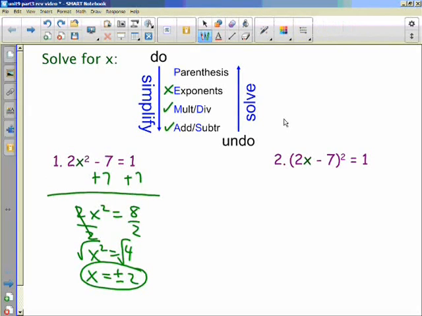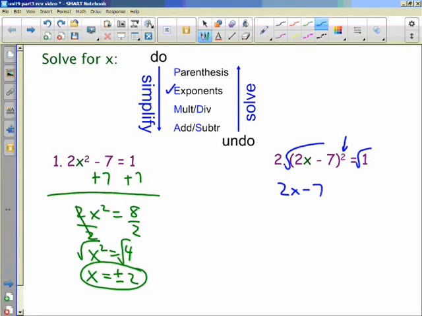Let's look at this other problem. Notice this problem has parentheses and a squared value. We're going to have to undo our exponent first. So undoing exponents in this case means taking the square root, and we'll get the stuff that's inside. Square root of 1 is 1, so we have positive and negative 1. These are two different values we need to evaluate as separate equations. So 2x minus 7 could equal 1, and 2x minus 7 could equal negative 1.